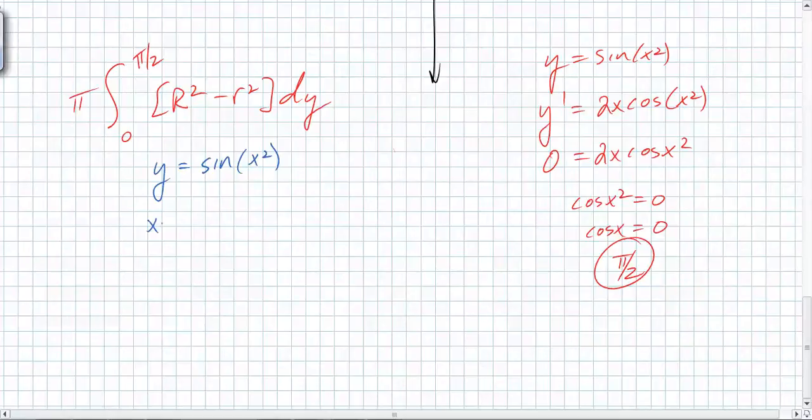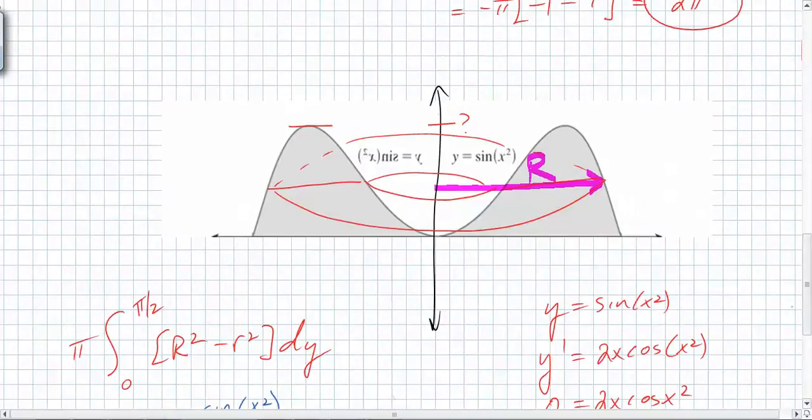So we have x squared equals sine inverse of what? Y. So x is equal to plus or minus the square root of sine inverse of y. Why is it plus or minus? It should make sense that it's going to have a plus or minus, because where's the little r? It hits the same function, right? Kind of nasty.